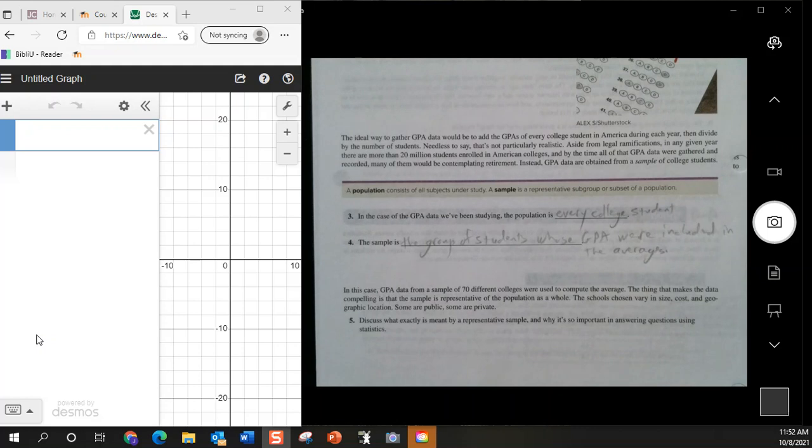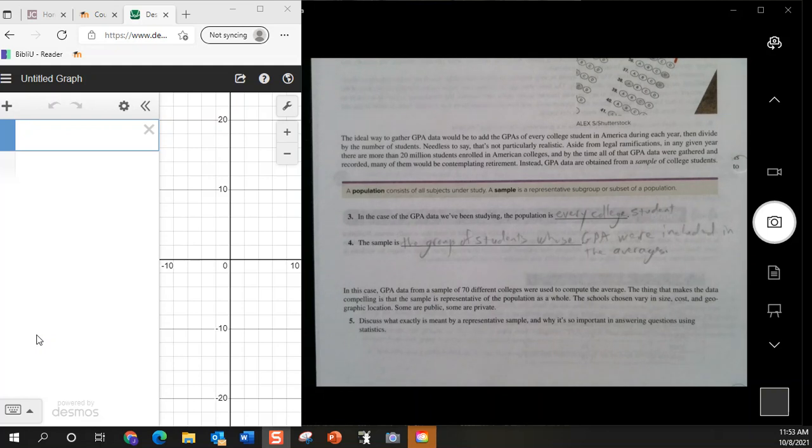In this case, GPA data from a sample of 70 different colleges were used to compute the average. The thing that makes the data compelling is that the sample is representative of the population as a whole. The schools chosen vary in size, cost, and geographical location. Some are public, some are private. Discuss what exactly is meant by a representative sample and why it's so important in answering questions using statistics.